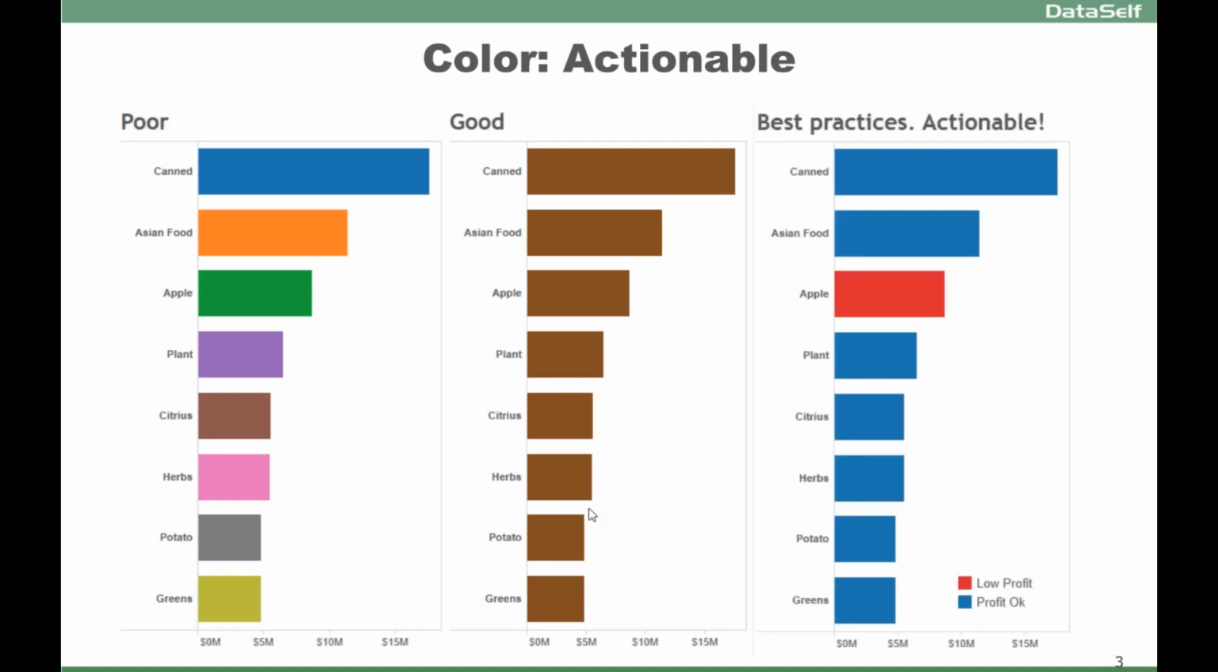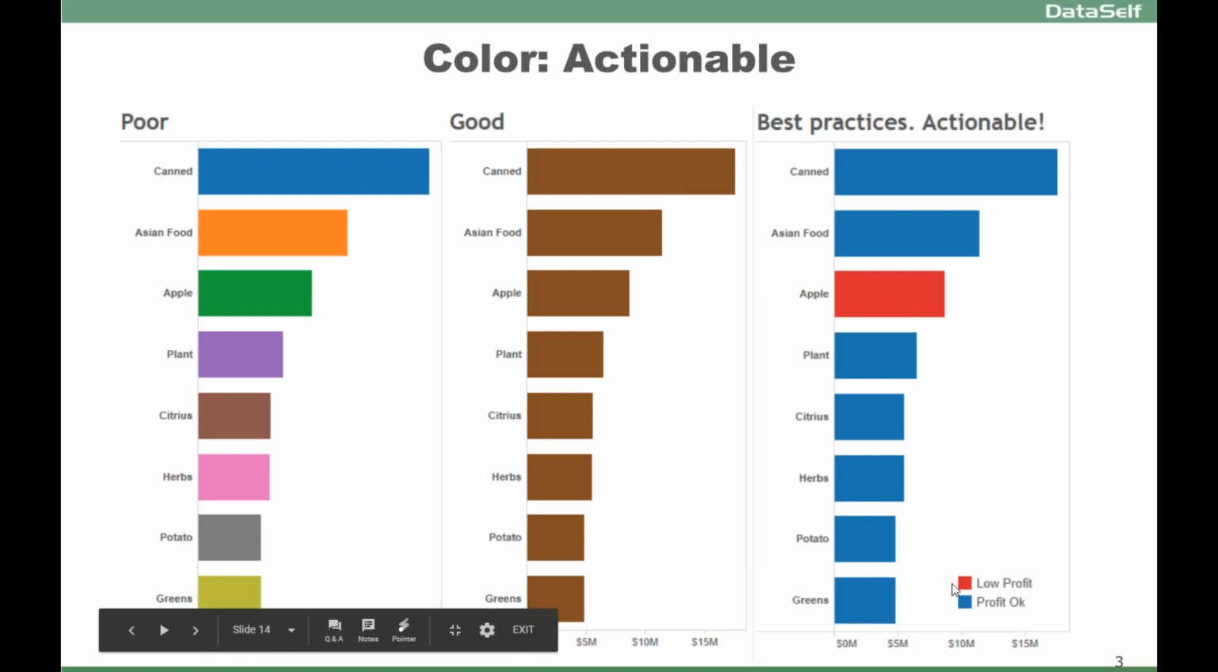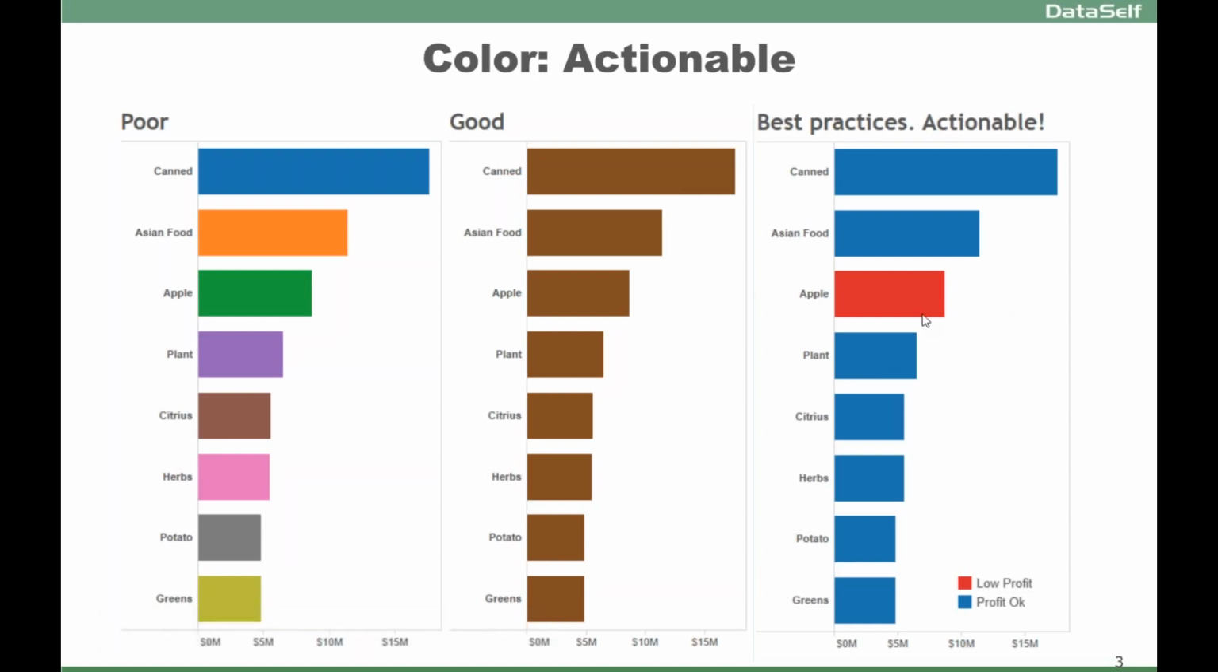But if you're trying to make it actionable, if you have a problem with some of them, then you use color hues to tell, hey, if it's red, it's bad, if it's green, it's profitable. Now, for actionable information, this is so much more insightful to get people to act on the right trends.